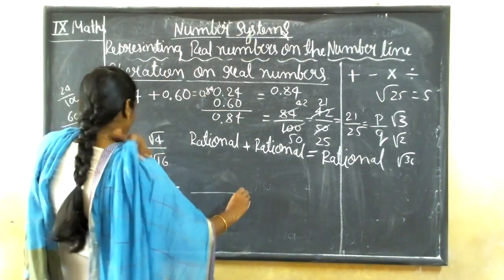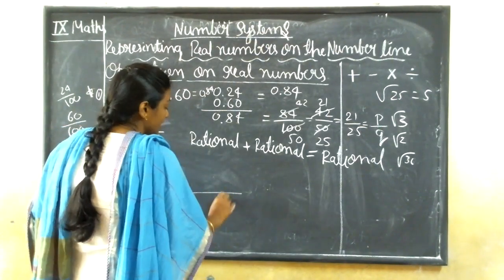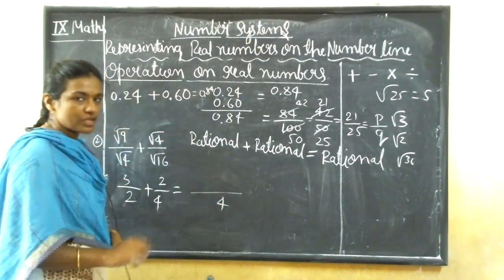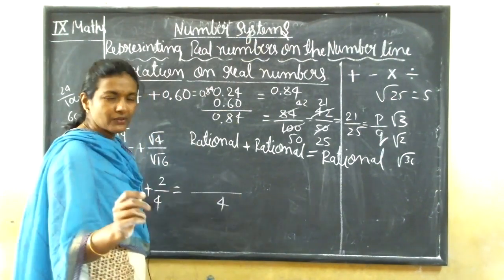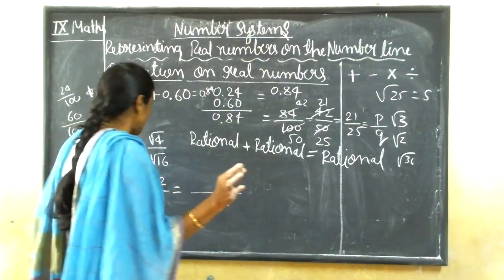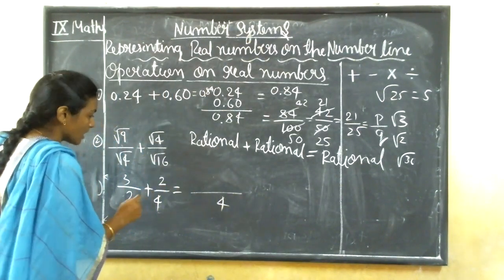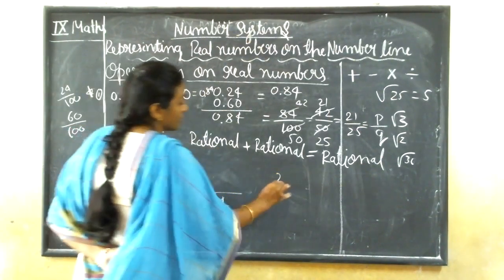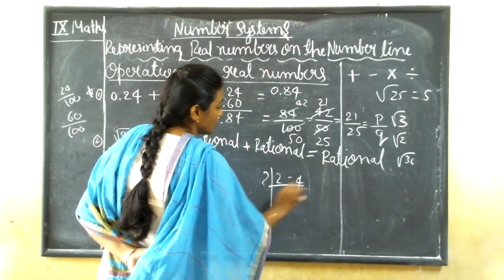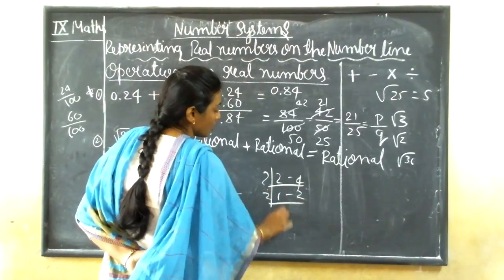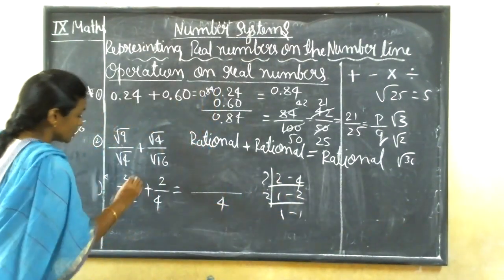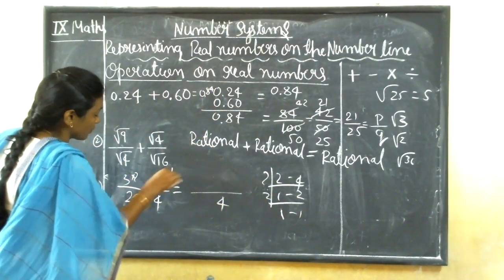The LCM of 2 and 4 is 4 only. You all know how to find the LCM; we learned this from 5th standard. Let me show that also. 2 ones are 2, 2 twos are 4. So it is 2 twos are 4 and 4 ones are 4.